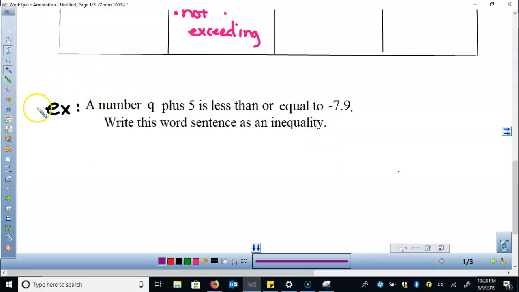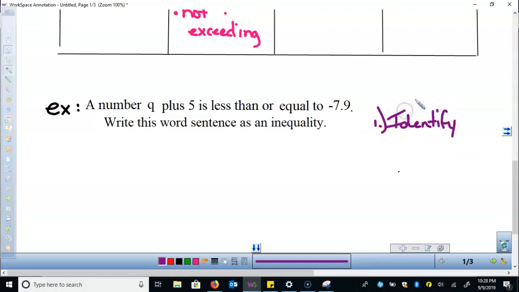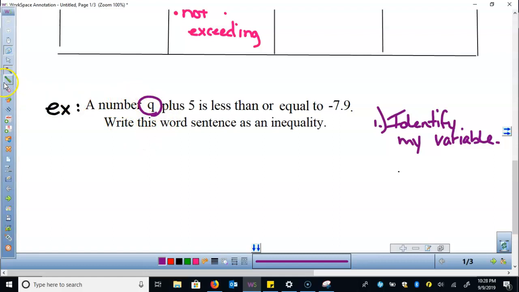Well, the first thing I'm going to do is identify my variable. Sometimes that's easy to spot, other times not so much. In this case, it gives us flat out what our variable is. It's our unknown. So a number, q, is our variable in this case. I'm going to go ahead and underline that.